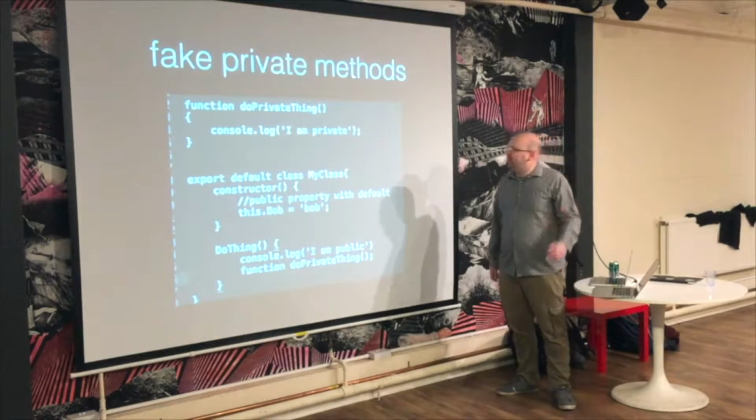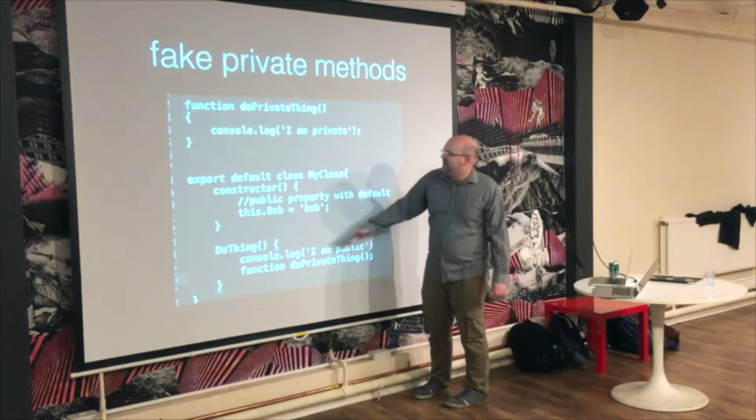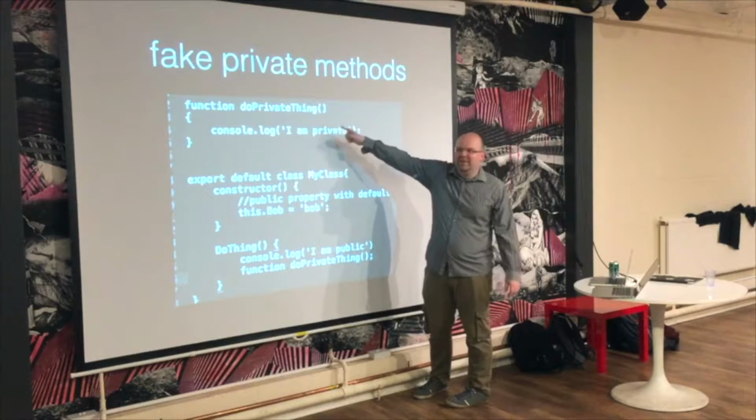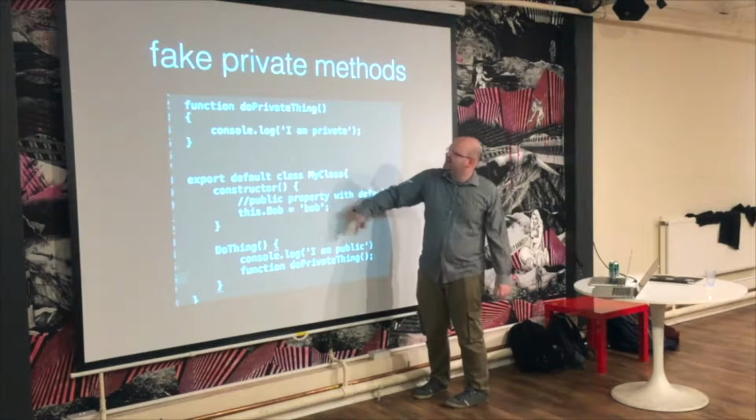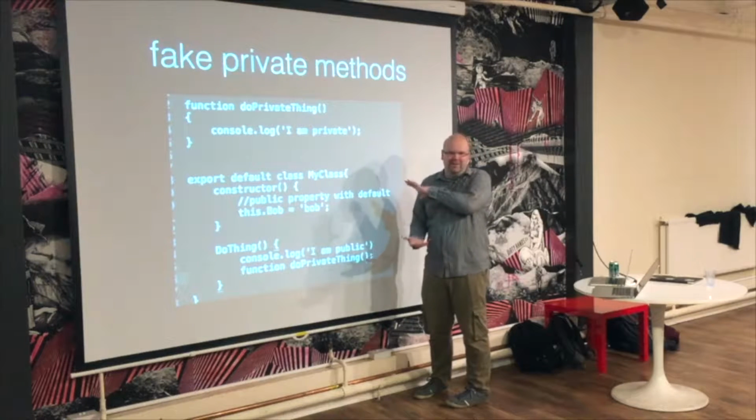So how do we fake a private method? Well, what we can do is in our module, we can have our class, and then we can have another function that's in the module. And because the class is in the module, the class can call the function. But nothing else can call that function because it's embedded in the module rather than the class.